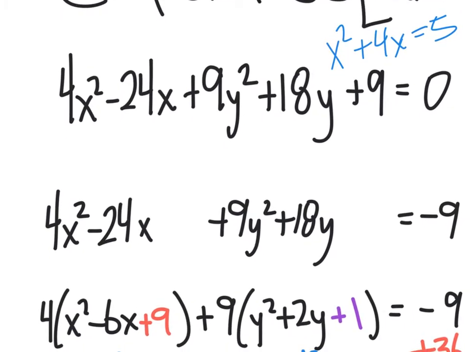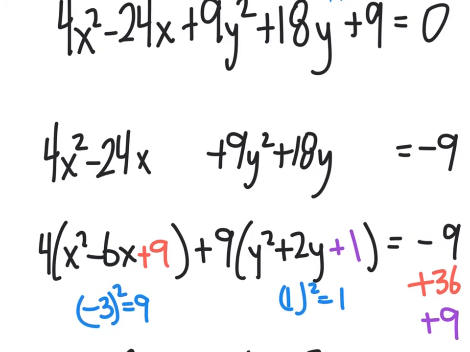What I have done, actually I'll just show you this part here. We saw that 4 was common to both of these, so we factored out 4, and we were left with x squared minus 6x. And over here, in the black writing, we saw that 9 was common to both, so we factored out a 9 and left y squared plus 2y.